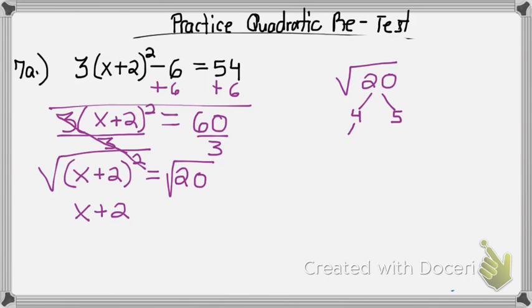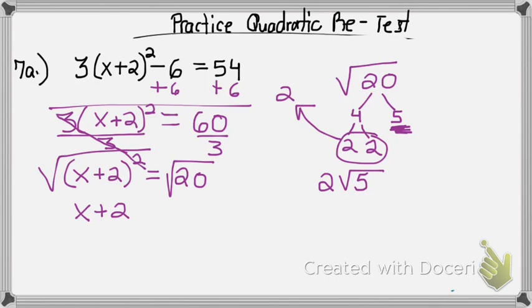And then I'll break down 4 to be 2 and 2, and then remember the trick I taught you guys? For every pair, you take one out. So, since I have a pair of 2's, I'll take one outside of that radical. So, 2 will sit outside of the radical sign, and since I'll have a 5 left over, that's what's going to be under the radical. And again, since I took the square root of 20, it's going to equal plus or minus 2 radical 5.